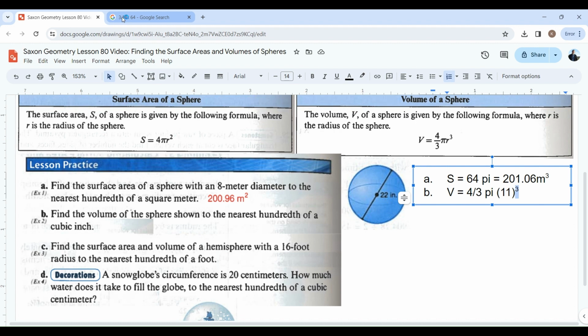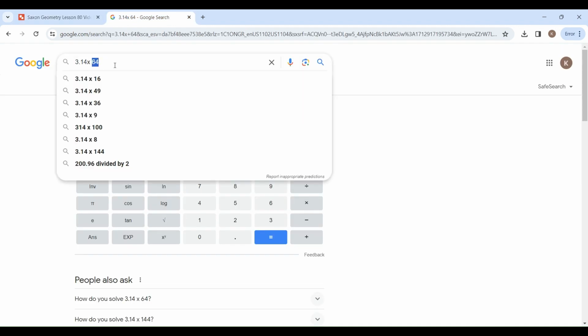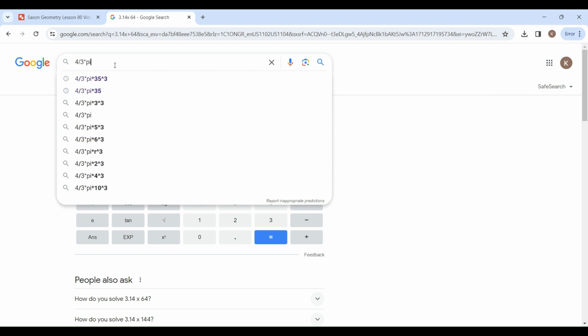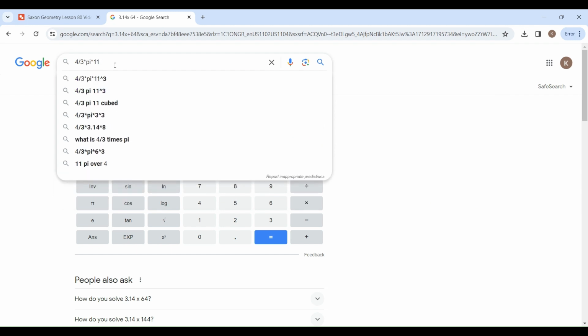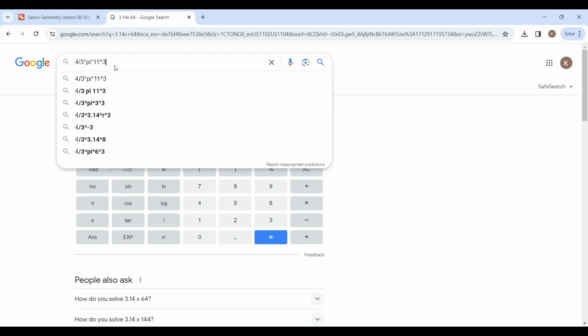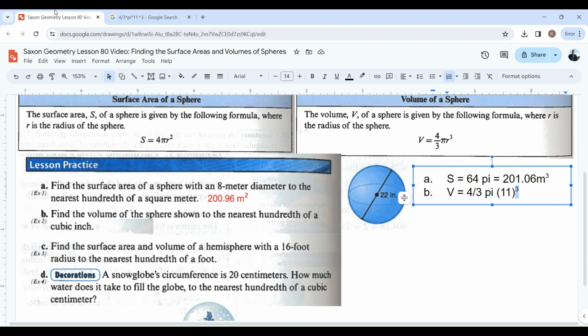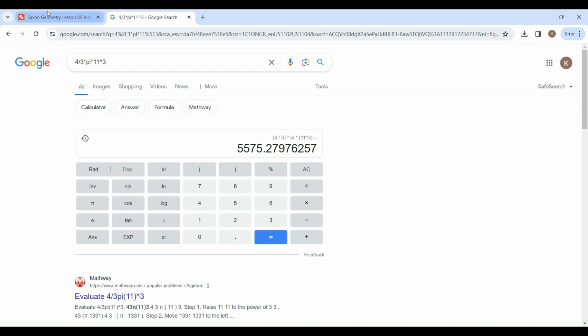So it's going to be 4/3 pi times 11 cubed. And I'm just going to punch in everything exact. 4/3 times pi times 11 cubed. And I get 5,575.28. So we're just going to write that number down here. 5,575.28.